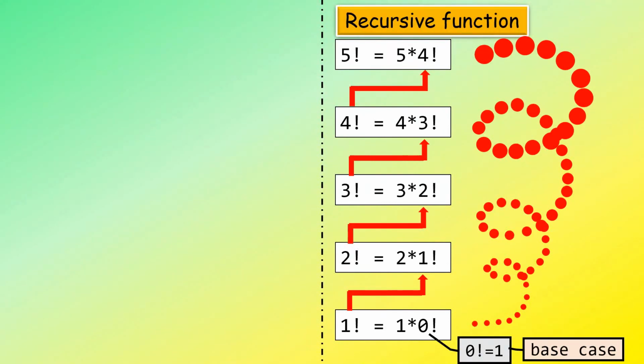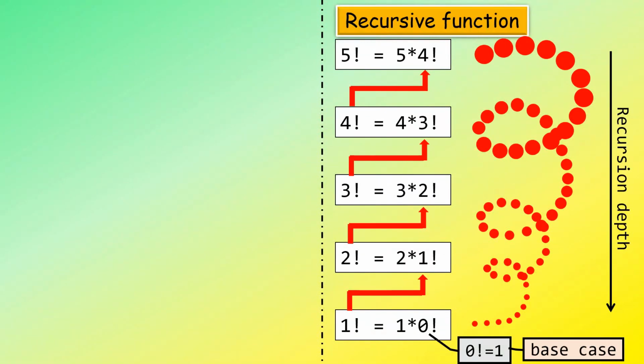So here, when you are spiraling down, when you are doing the recursive step again and again, there will be a number of times you are doing this, repeating this step. That is called as the recursion depth. So how many times you are repeating the recursive step, that is called as the recursion depth.